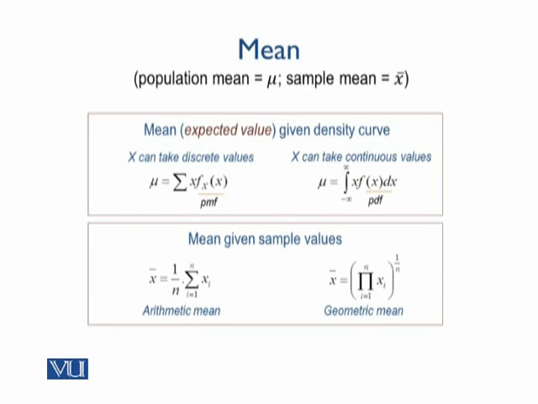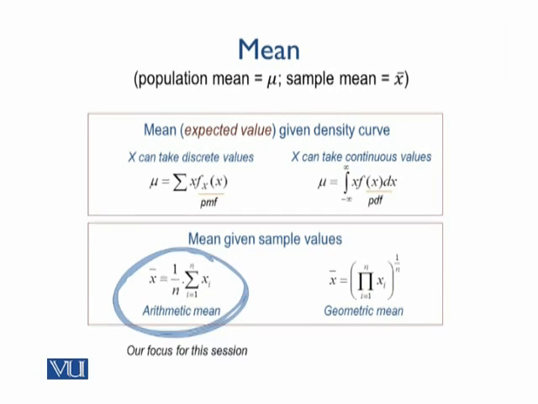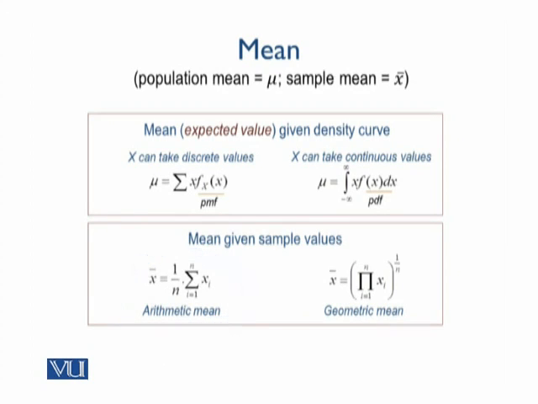But for this session, we are going to focus on arithmetic mean. We can also calculate the mean for a random variable. We shall see the case for both. As you can see on the slide, when x, the random variable, takes discrete values, we make use of the probability mass function, and we take a sum of all the values which the random variable can take, and the probability of taking those values.